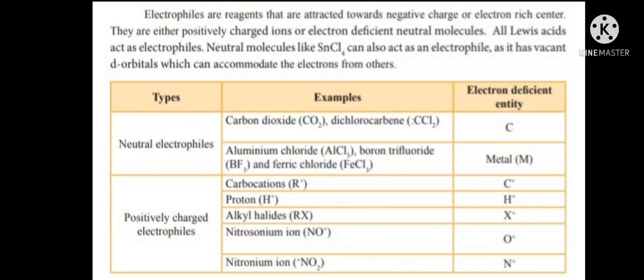Hence, we completed the topic nucleophiles and electrophiles. Let me stop at this topic. The remaining we will discuss in our next video class.